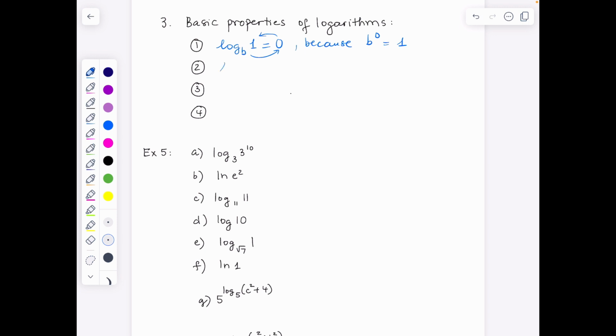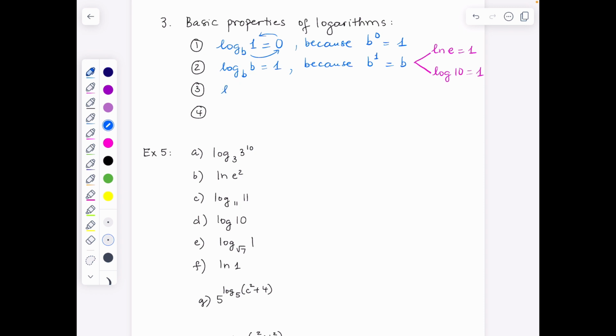The second property: log base b of b is equal to 1. This is also true because when you convert to the exponential form, b raised to the first power is equal to b. This also explains two special properties, which are ln e is equal to 1, since ln e is log base e of e, and log 10 is also equal to 1 because log 10 means log base 10 of 10.